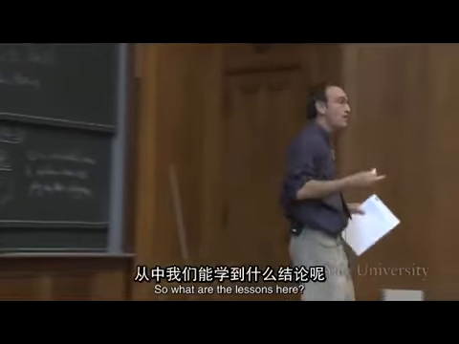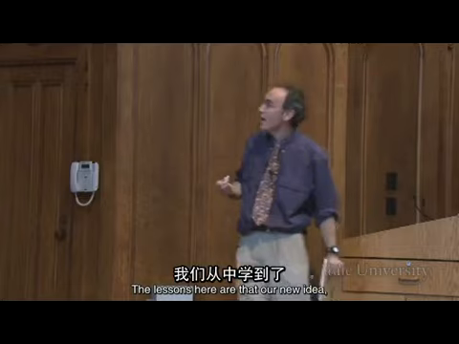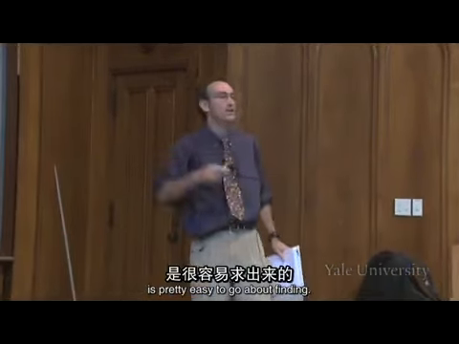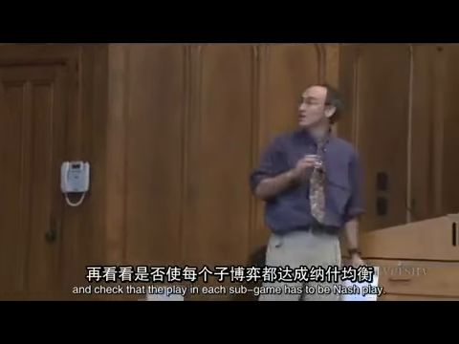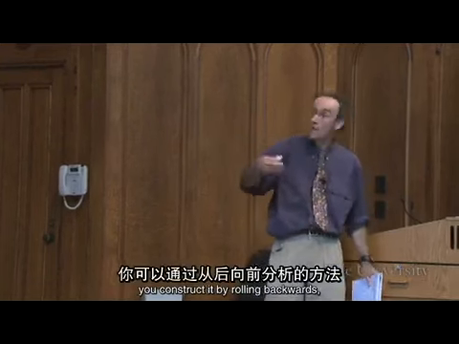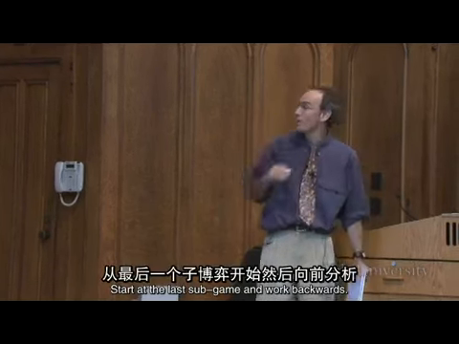All right, so what are the lessons here? The lessons here are that our new idea, our idea of subgame perfect equilibrium, is pretty easy to go about finding. You just look at subgames and check that the play in each subgame has to be Nash play. In fact, if you start at the back, you'll construct it by rolling backwards, much like we did backward induction. Start at the last subgame and work backwards.